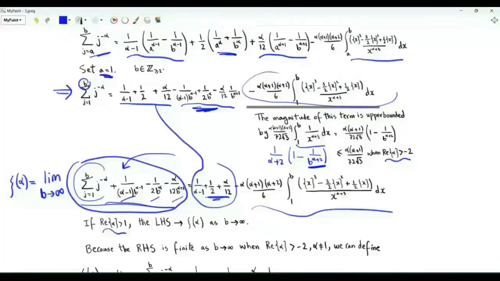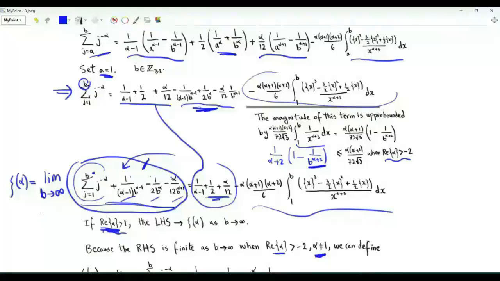If the real part of alpha is greater than 1, this is the original definition of the zeta function. The sum is zeta of alpha. Those three terms tend to 0 as b tends to infinity. If this condition is violated, but alpha is not equal to 1, and the real part of alpha is greater than minus 2, we get a finite result for this limit, and this is zeta of alpha. Alpha now has a real part greater than minus 2. We always exclude the case that alpha is equal to 1.